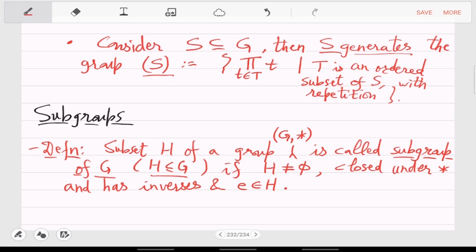This last thing, e will be in H, I have written it, but it was not needed because it's implied by the other properties. If you have a and a inverse and you have closure, then a times a inverse is an element, so e is an element. But just to be careful, remember that H will share e with G.